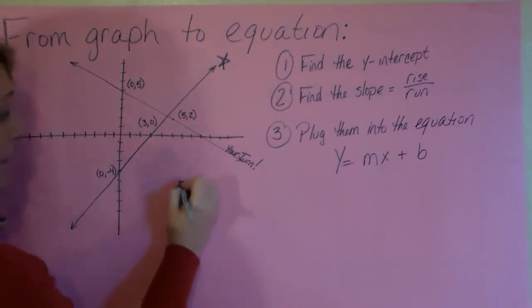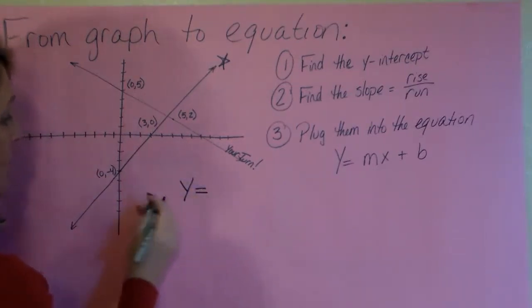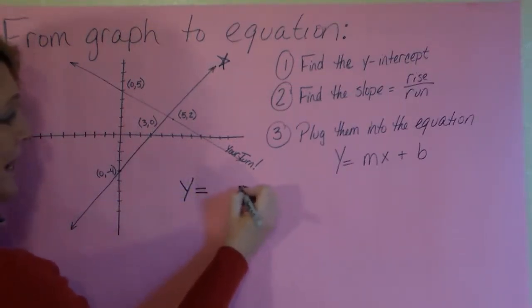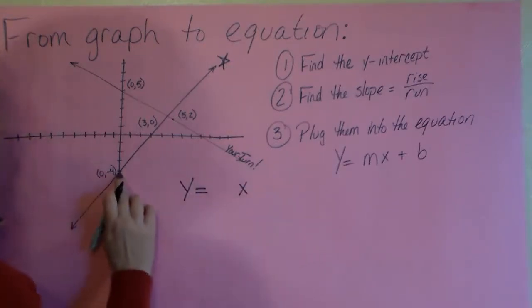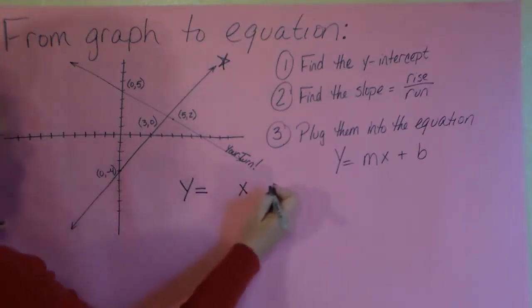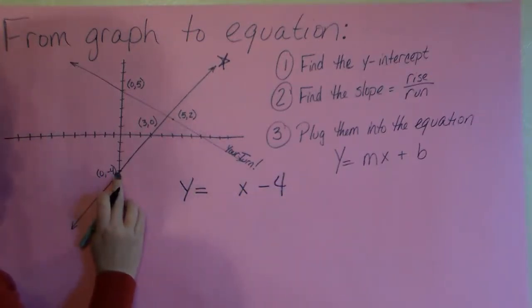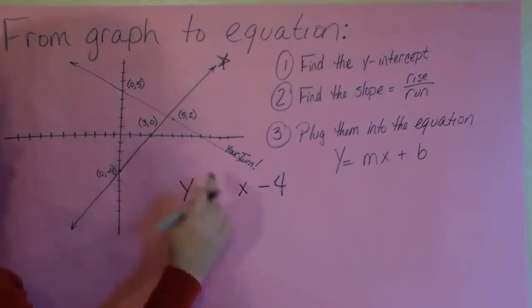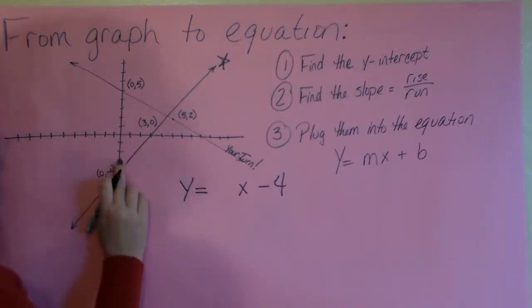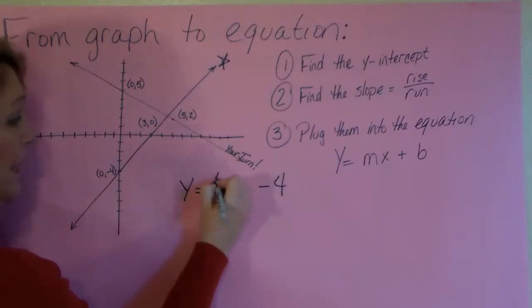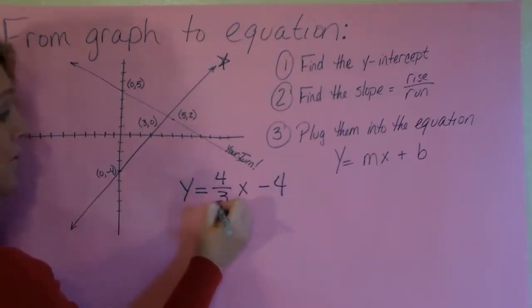I'm going to start by writing out my equation. y equals, I don't know m yet, x, and my plus b is actually negative 4. It's a negative 4. That's where it crosses the y-axis. Now I'm going to do my rise over run to figure out my slope, and that is up 4 and over 3. Up 4 and over 3.